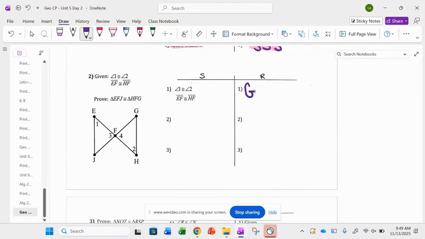First step is always our given. Is it important to mark your diagrams correctly? Absolutely. So it says angle 1 is congruent to angle 2. So remember, we mark angles with a loop. And then we have segment EF is congruent to segment HF. So I put a slash on each of those.